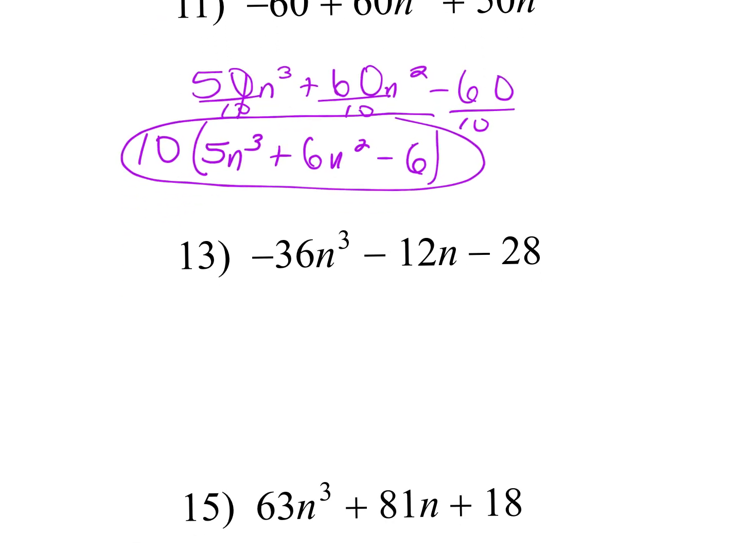What do you notice about 13? Is it in standard form? Yeah. It is. It leads with a what? A negative. So you want to take out a negative factor. What number goes into 36, 12, and 28? 8. 6. 12. 2. You're right. Okay, I got 6, 8, 12.